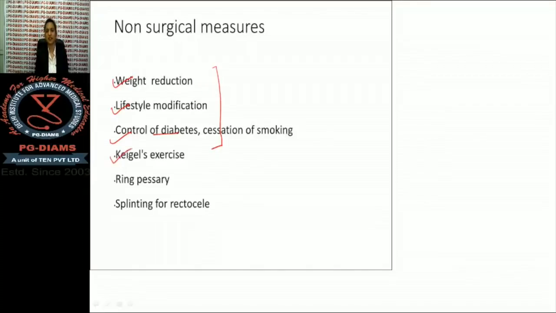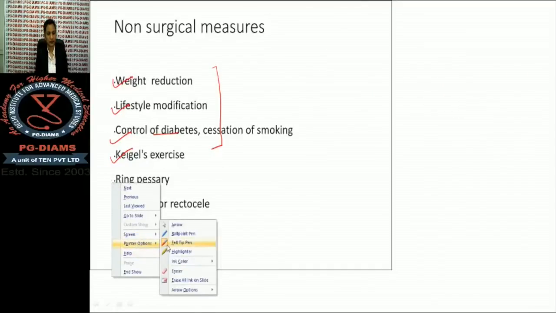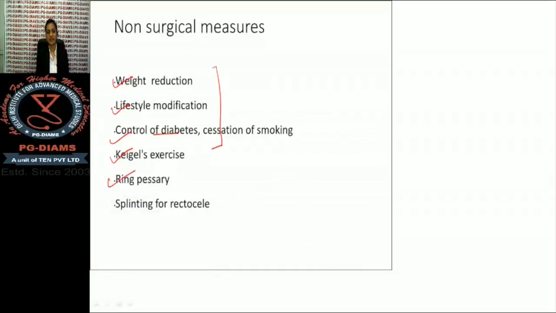Then there's an exercise called Kegel's exercise, which is done by tightening the pelvic floor muscles. It strengthens the pelvic floor muscles and might delay progression of prolapse. Then there are ring pessaries. Ring pessaries generally are used in old women who cannot be operated on and who have a large symptomatic prolapse. A ring pessary is a ring-like structure which is placed in the upper part of the vagina to hold the pelvic organs above the ring pessary.